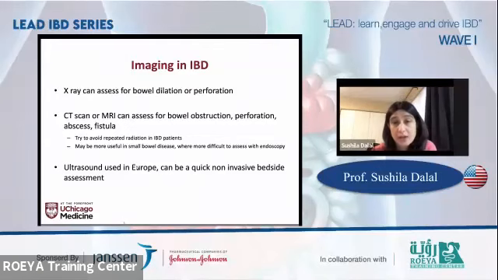So imaging in inflammatory bowel disease, we use this a lot. X-ray we can use for bowel dilation or perforation. We can use CT scans or MRIs to look for bowel obstruction or perforation, abscesses, fistulas. CT scans or MRIs are also nice because they can actually tell us the length of small bowel involved in inflammation. However, we need to be careful.